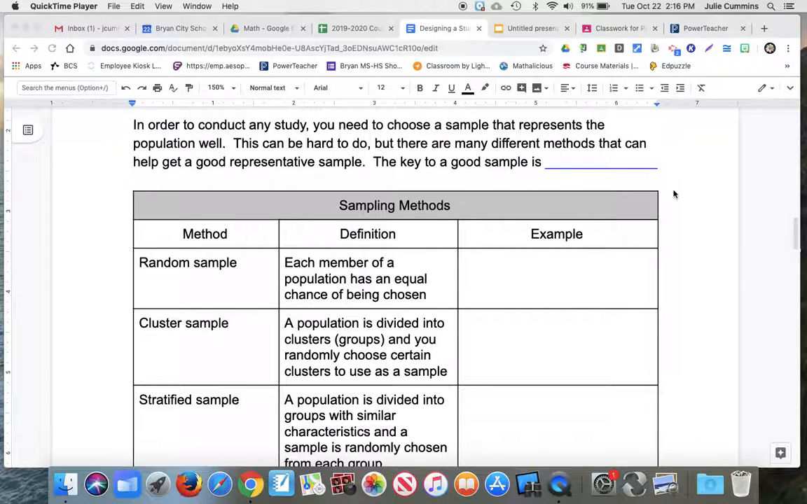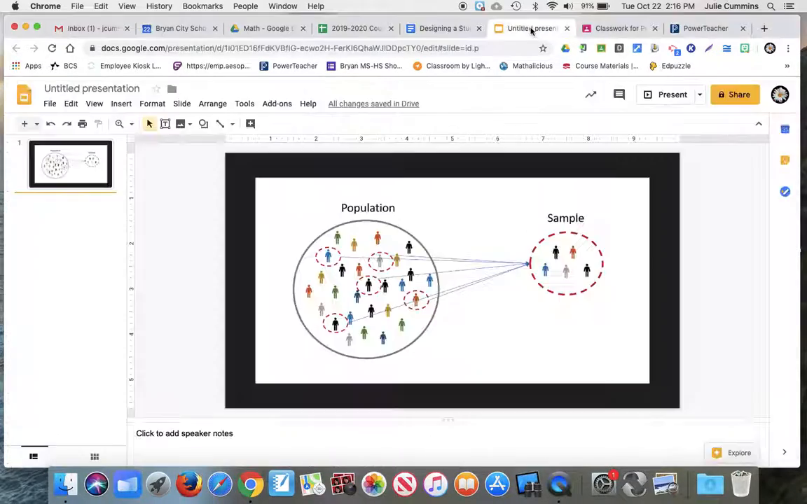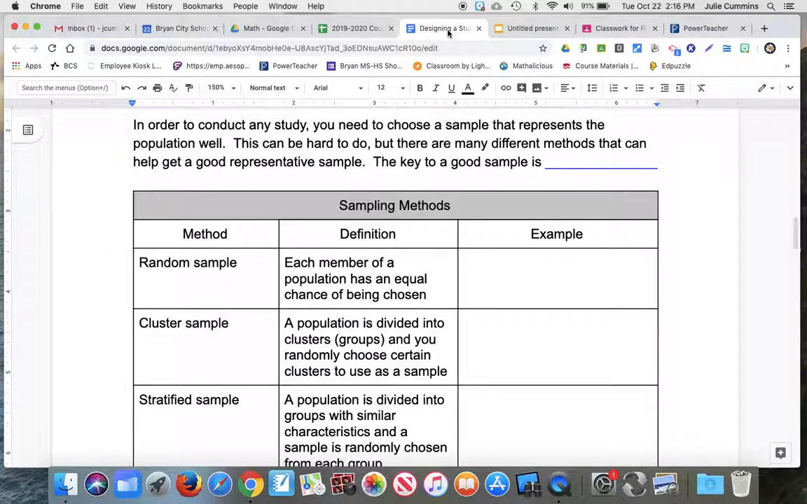In order to conduct any study, you need your sample to represent your population well. Okay, we talked about that at the end of the last video, but you are not going to be able to talk to everyone in your population, so you're picking out this small sample, and these people have to represent the population well. Otherwise, your data is not going to be good. This is actually really, really hard to do, but there are different methods of how to pick your sample that can help you get a good representative.